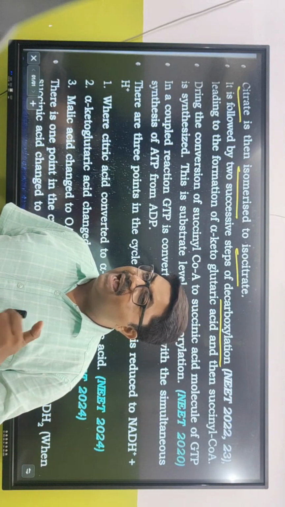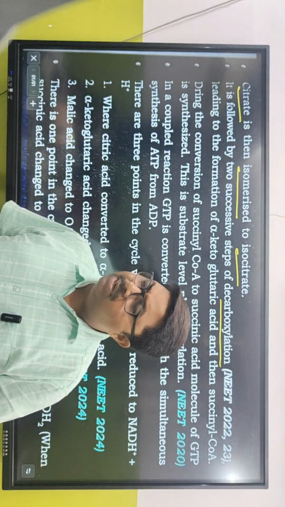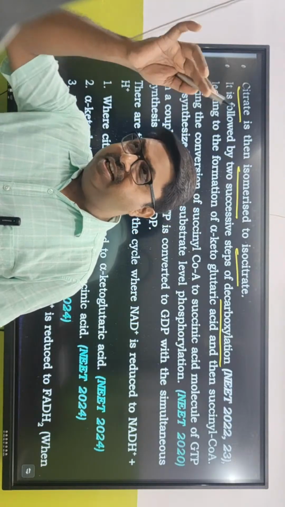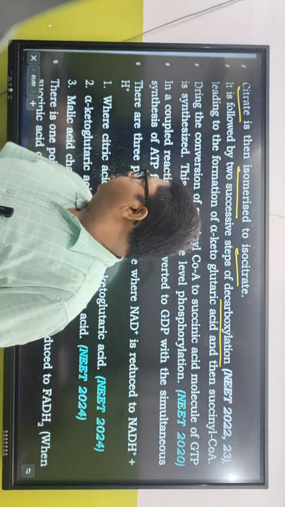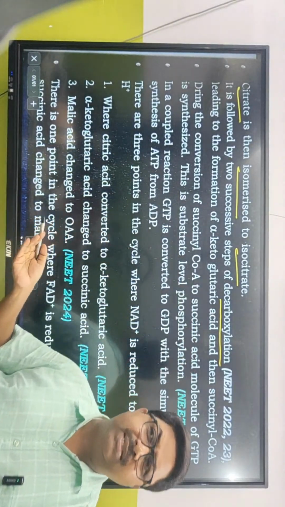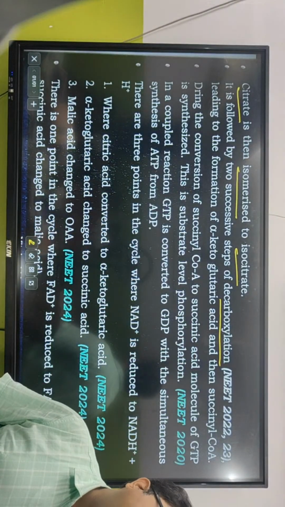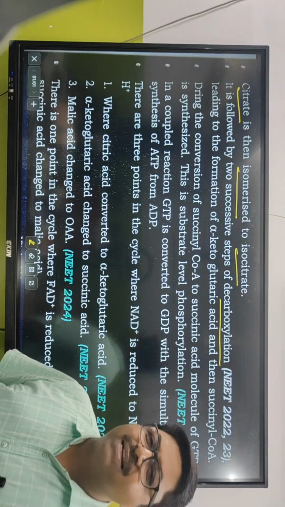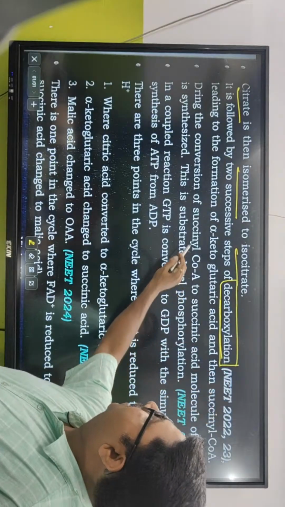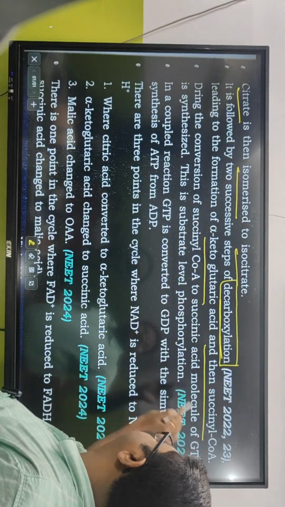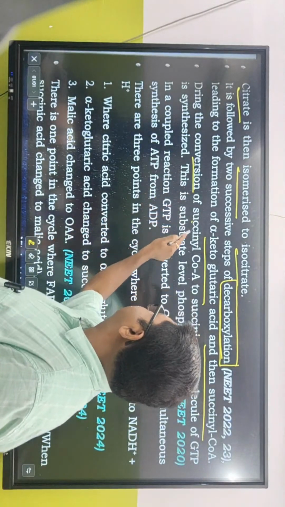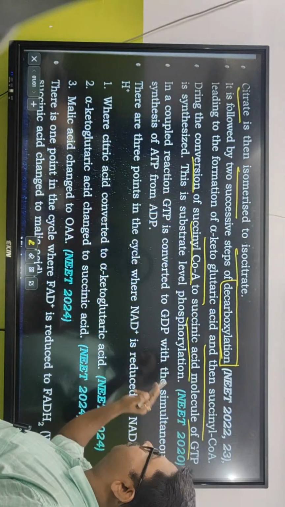From isocitric acid, again 6 carbon, it formed alpha ketoglutaric acid. First decarboxylation occurs from there, carbon dioxide is released. What is formed from alpha ketoglutaric acid? That is succinyl coenzyme. These two are the steps of decarboxylation, leading to the formation of alpha ketoglutaric acid and then succinyl coenzyme. Did you understand? During the conversion of succinyl coenzyme to succinic acid, a molecule of GTP is synthesized.